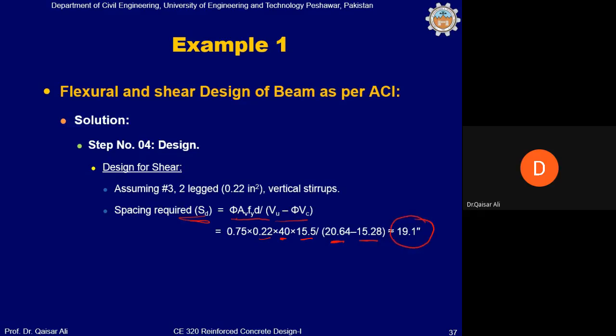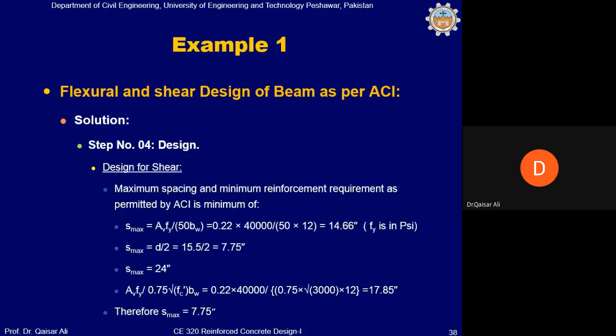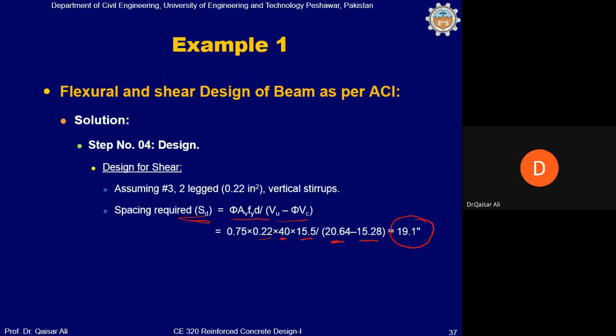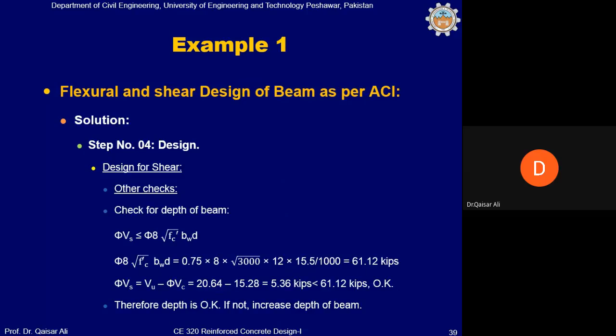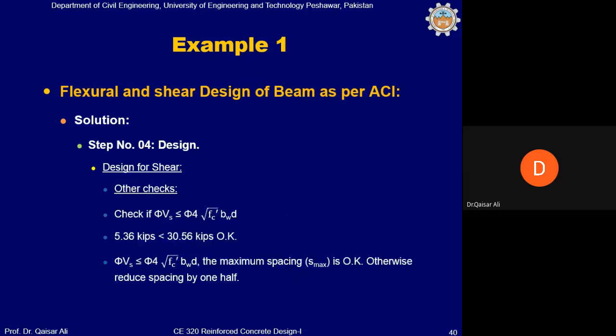And as I said earlier, now we will calculate maximum spacing using these four equations. This is Av fy divided by 50 bw. This gives you a value of 14.6 inch. d by 2 is 7.75 inch, 24 inch, and the other value is 17. So the minimum value is 7.75 inch. This 7.75 inch spacing is even less than the design spacing which we have calculated in the previous step. It is 19.1 inch. So the spacing check is also clear.